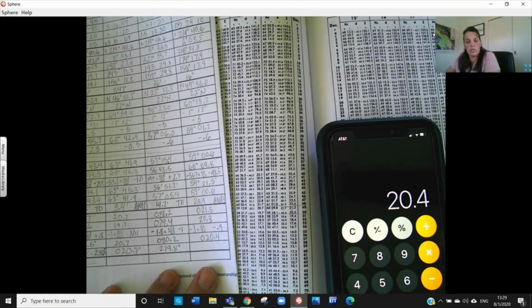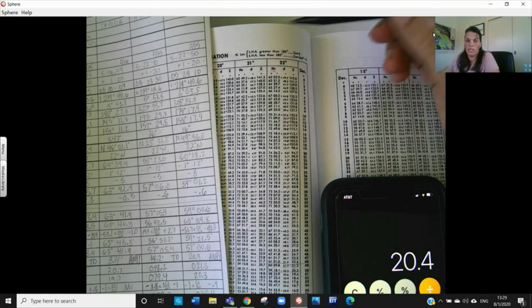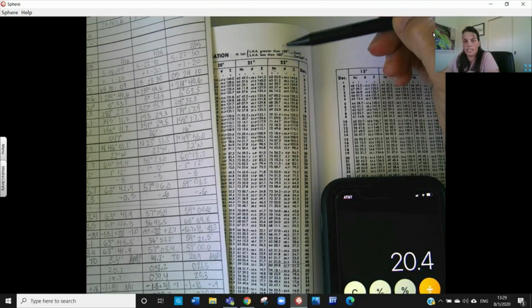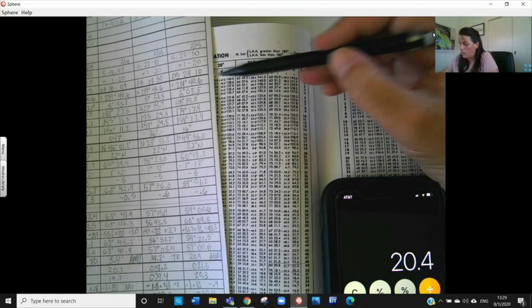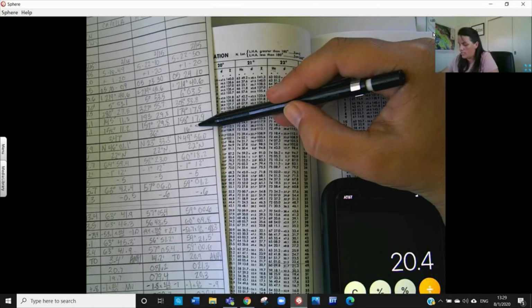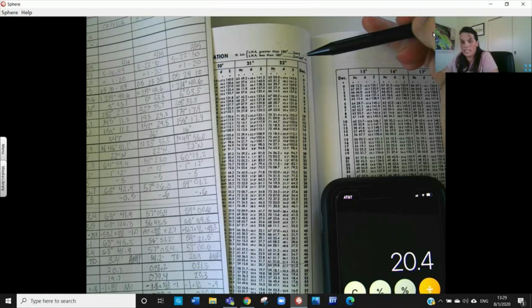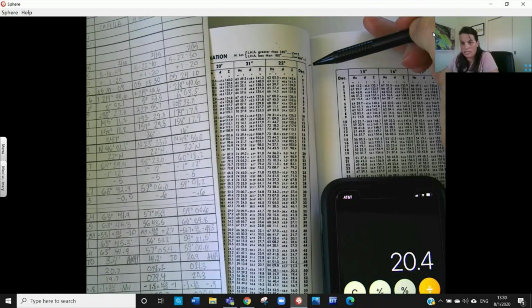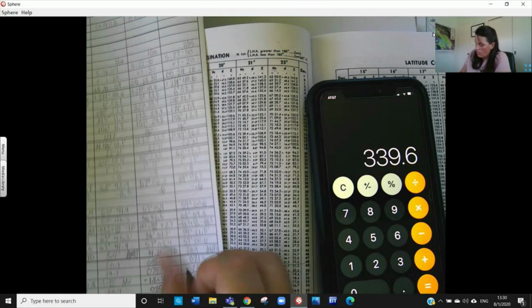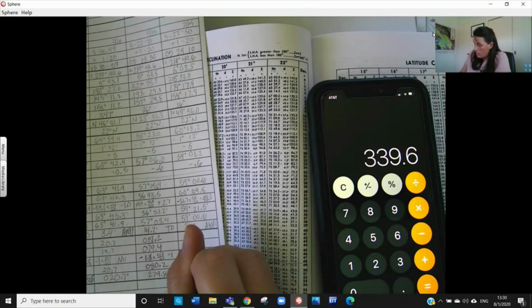Now we need to convert to ZN. Back up to the rule, is my LHA greater or less than 180? In this case, we were less than 180. So we are going to be 360 minus my Z. Gives me 339.6.